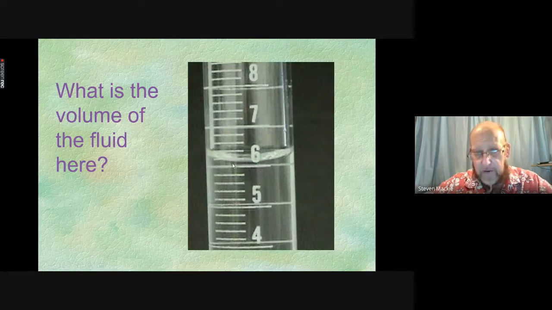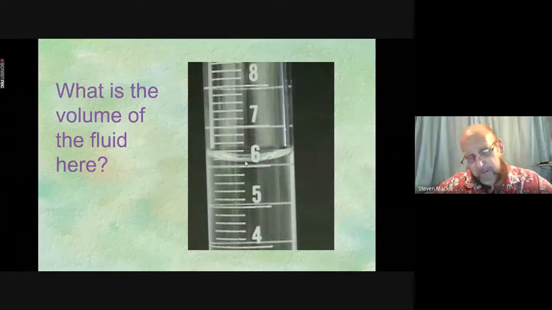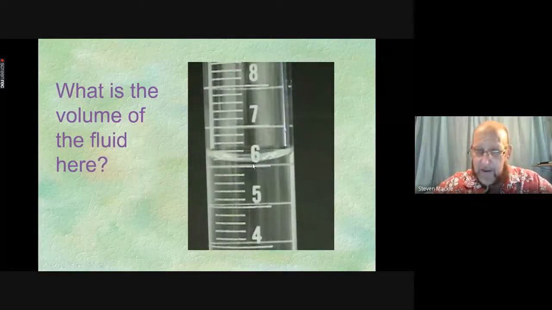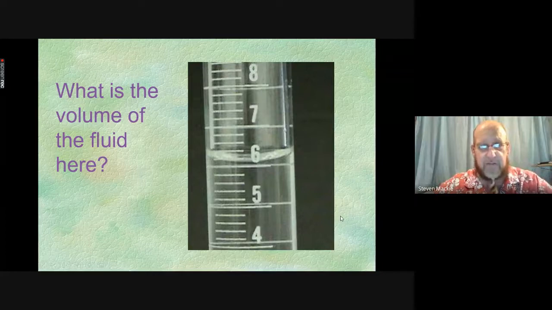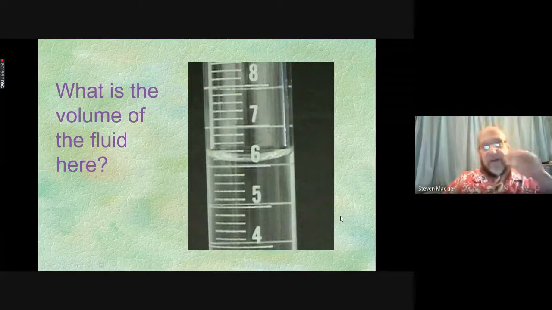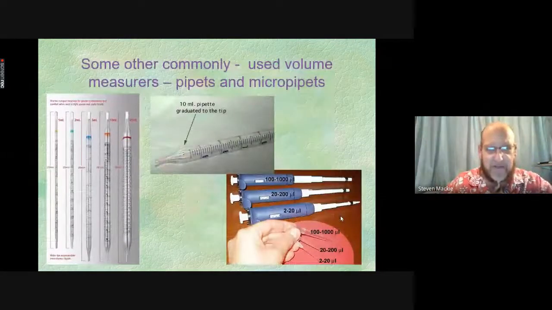Well, here's the meniscus. It looks to me like the meniscus is about halfway between 6.2 and 6.0. So I'm going to estimate that it's 6.1 milliliters, right? 6.1 milliliters. And again, when you do this lab, you'll get plenty of opportunity to look at those things and look at different ones.